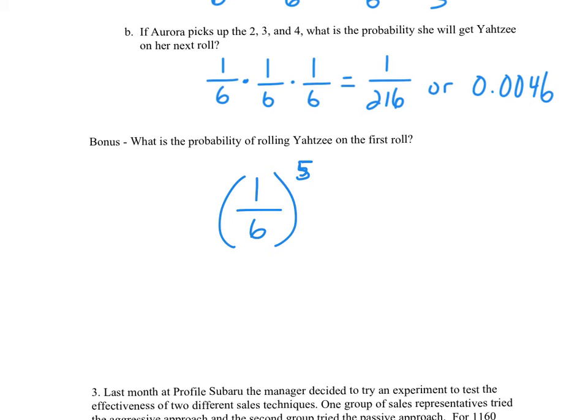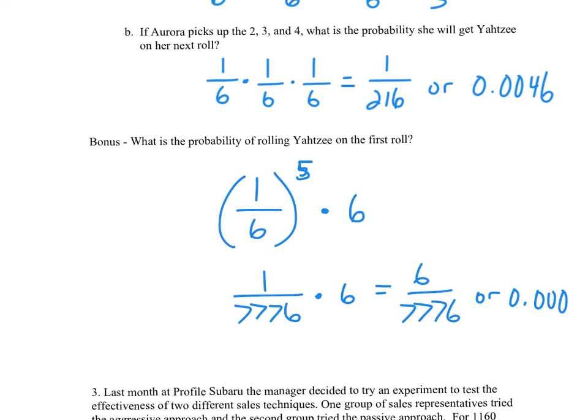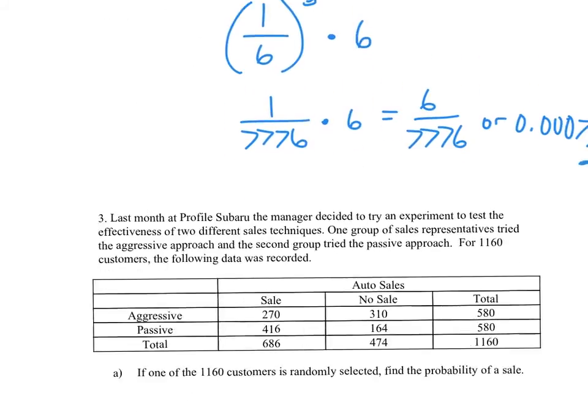So I have to take 1/6 to the 5th power, but then I have to multiply that by the 6 options, or the 6 different ways there are to do that. So if you said 1/7776, you were very close. Multiply that by 6, which is 6/7776, which translates to 0.000772. Next.